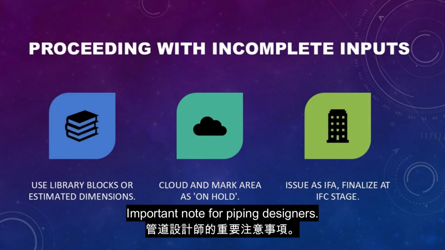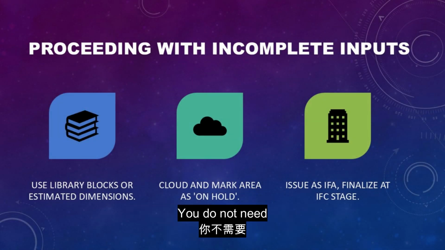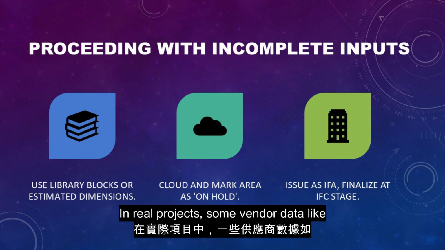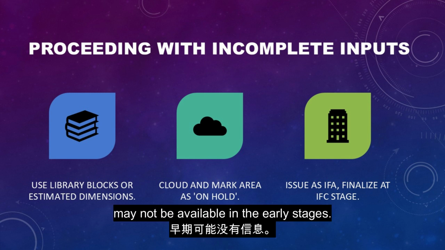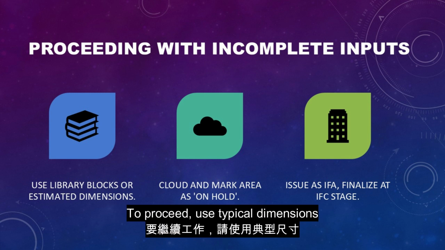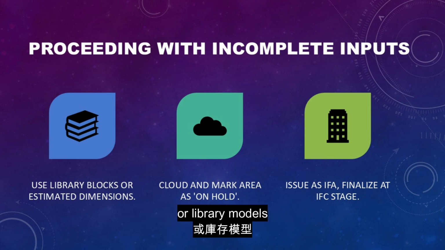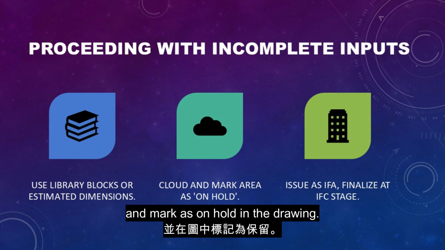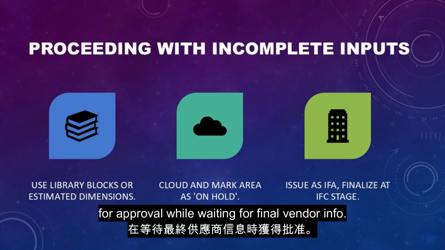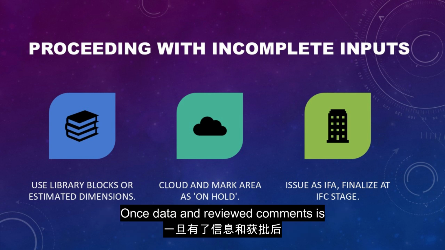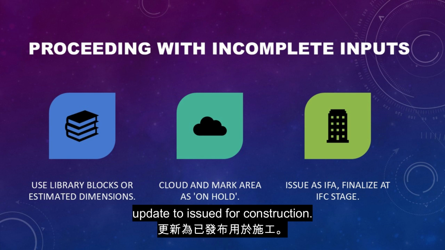Important note for piping designers: you do not need 100% of the design input to begin your piping layout. In real projects, some vendor data like pumps, skids, and instrumentation may not be available in the early stages. To proceed, use typical dimensions or library models based on experience. Clearly cloud the area and mark it as on hold in the drawing. Issue the layout as issued for approval while waiting for final vendor info. Once data and review comments are available, update to issued for construction.